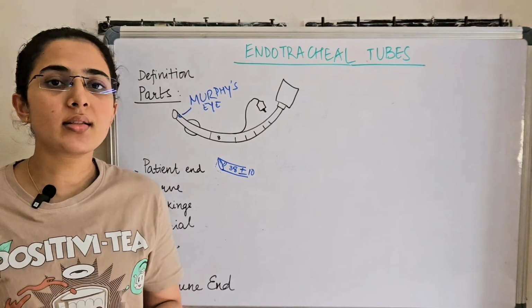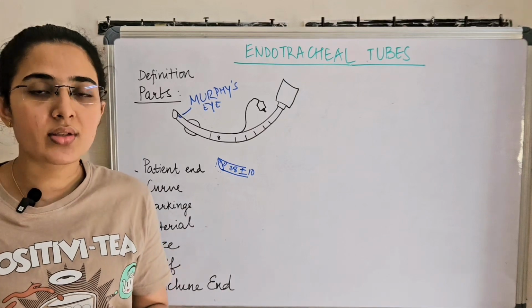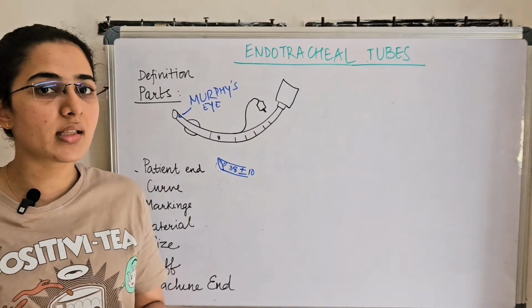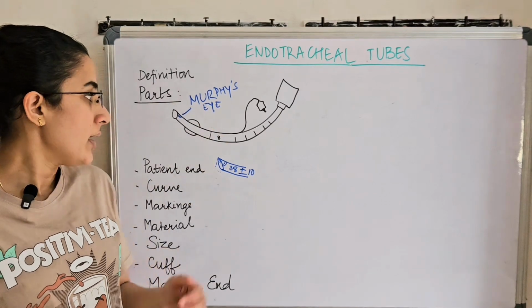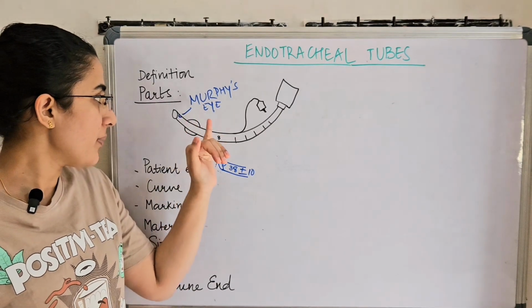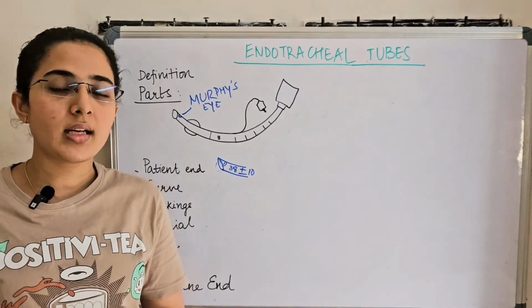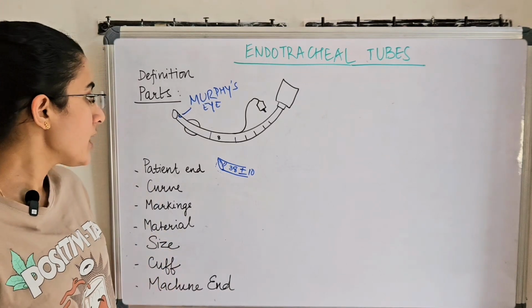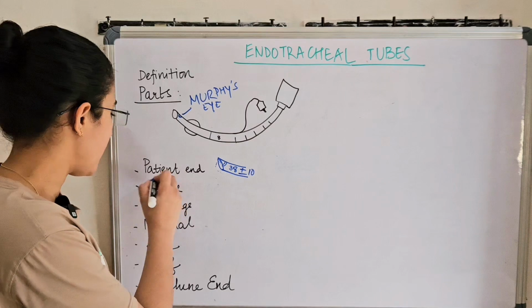But the disadvantage of the Murphy's eye is that it may clog with secretions or foreign bodies, or suction catheters or any bougies can get stuck in the Murphy's eye. And we will see that apart from this, certain tubes may not have this Murphy's eye. Those kind of tubes are called the Magill's tubes. So we finished the parts in the patient end of the tube.